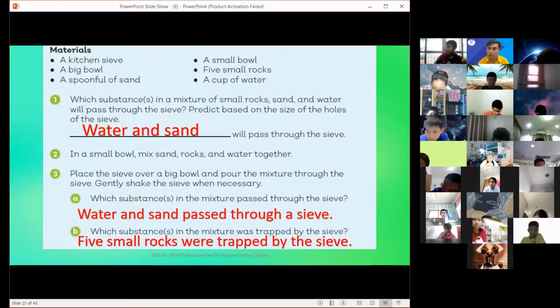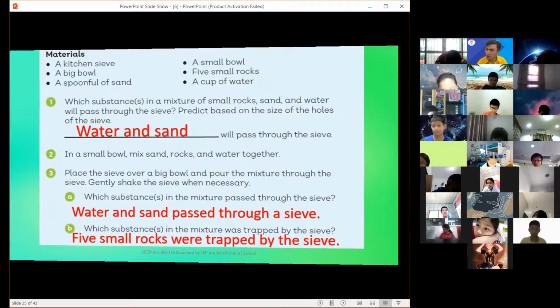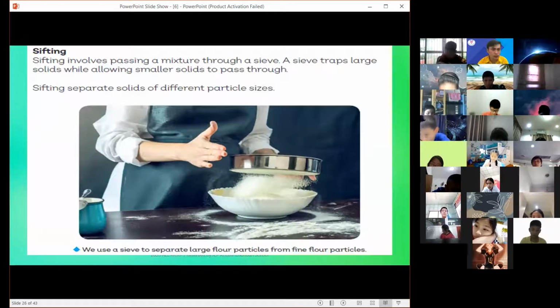So those are the answers for page 28. I'm sure all of you got it correct, right? Parinya, you got 3 out of 3? Yes. Okay, good. So we are now going to proceed to this part right here.